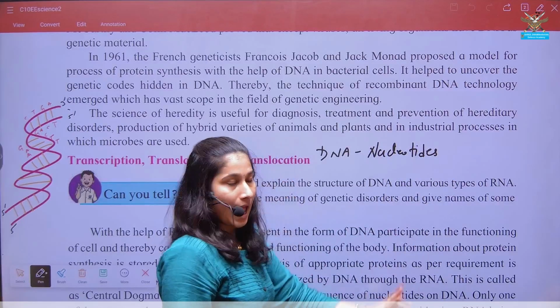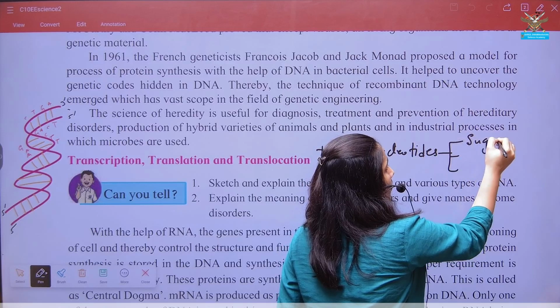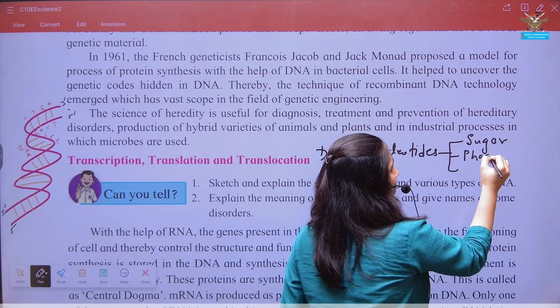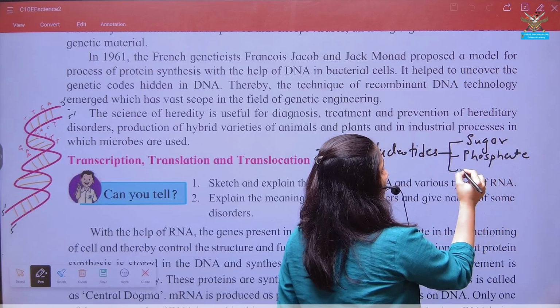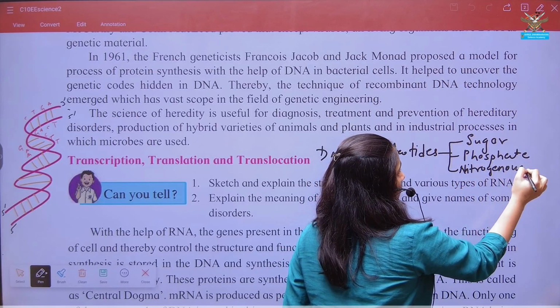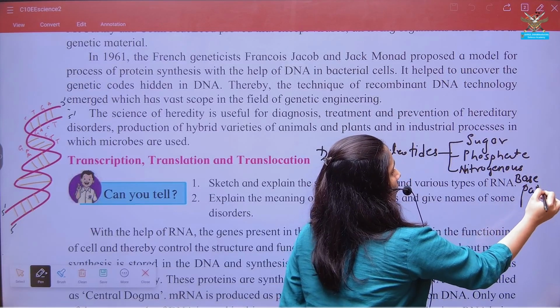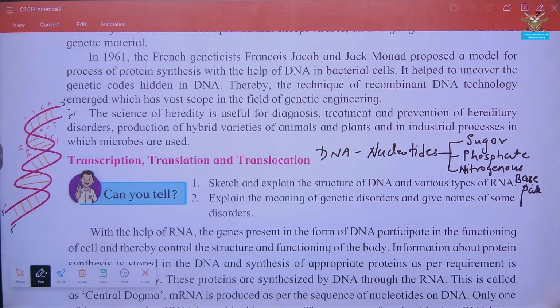nucleotides. These nucleotides are a combination of sugar, phosphate and nitrogenous base pairs. The backbone of this DNA is made up of sugar and phosphate, and the orange lines you are seeing in between are the nitrogenous bases.